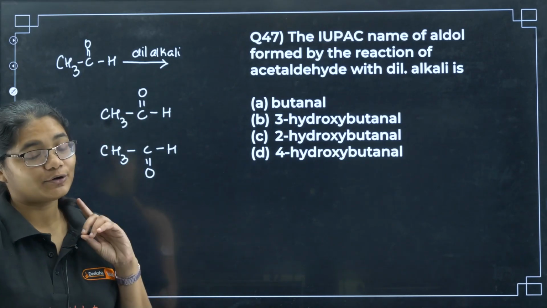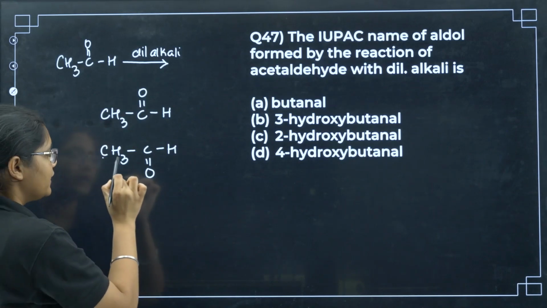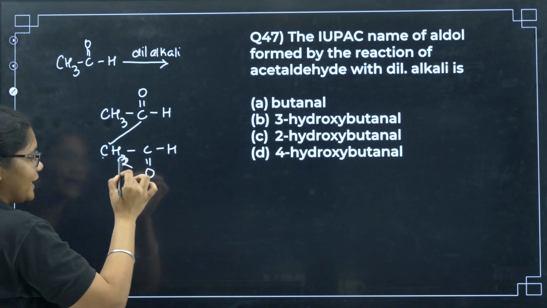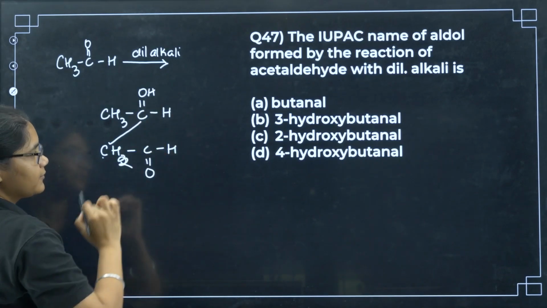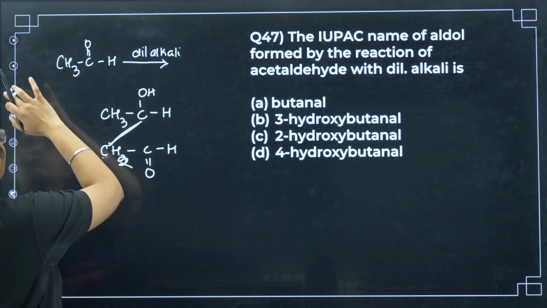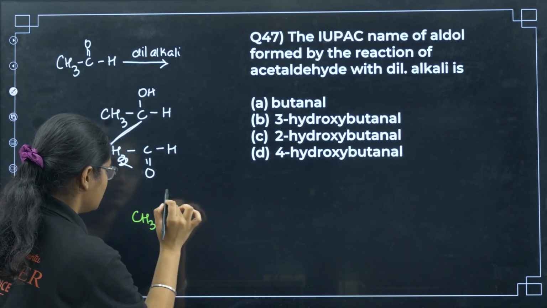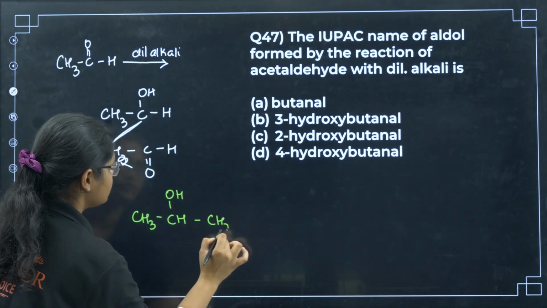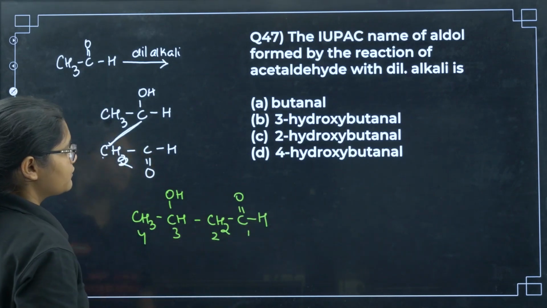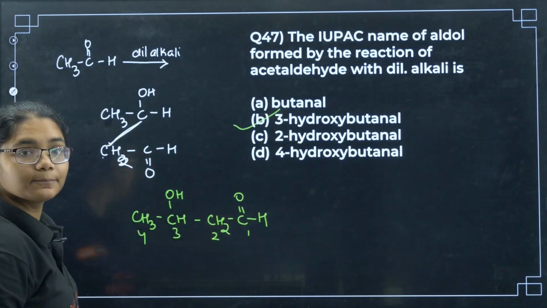What you have to do now, I have told you a trick. If you remember, you have to consider this alpha carbon, remove its hydrogen, connect this carbon to the carbonyl carbon, and the H which you removed, add that H here, and this bond is created, so this bond you remove. So what will be the product? I will get CH3 CHOH CH2 COH. So what will be the answer here? 3-hydroxy butanal, that is option number B.